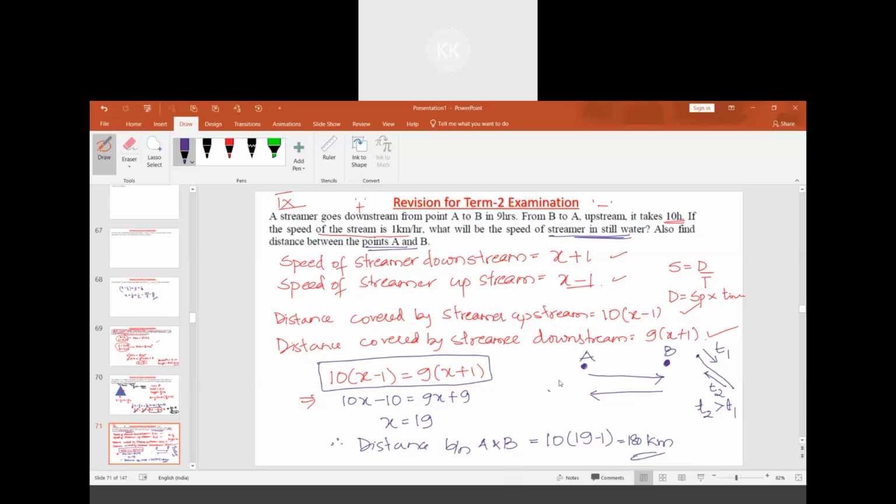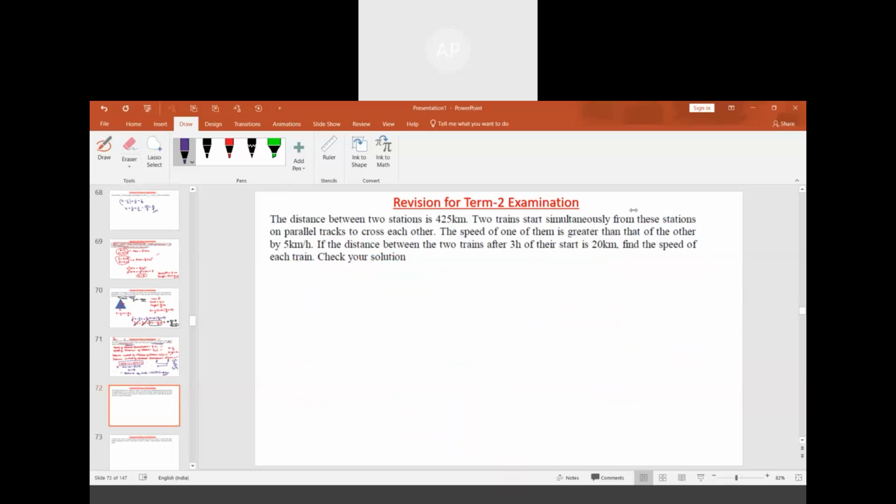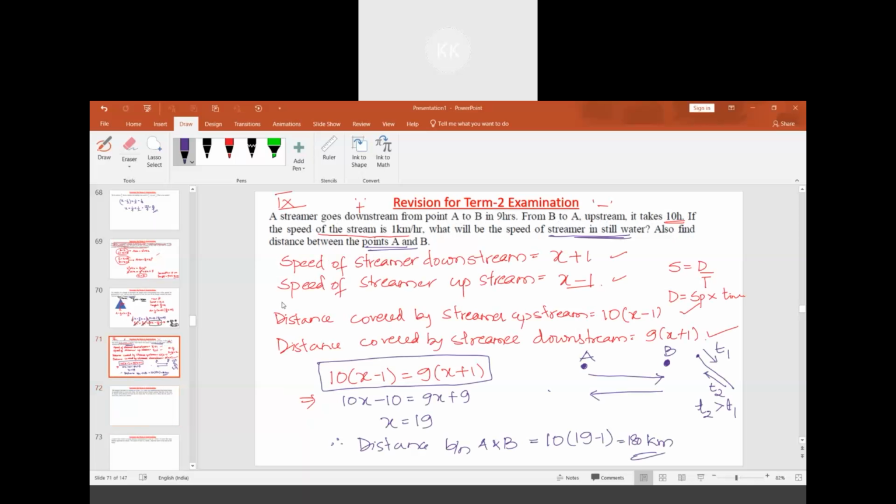Yes, sir. Sir, what is actually x? That x is the distance, the speed in still water. The speed of the stream is not taken, that is still water.